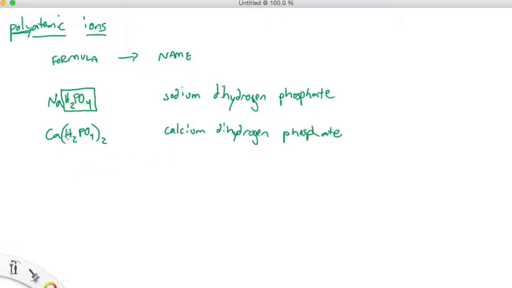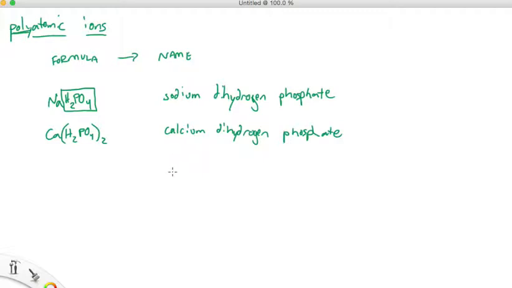So these are just big chunks of atoms, and they stick together always. And they have names. When you name this entire formula, you just say the cation first, which is the calcium, and then the anion, which is this big chunk, the polyatomic ion. In this case, it's dihydrogen phosphate. Okay. Let's do the reverse. Let's go from naming to a formula.